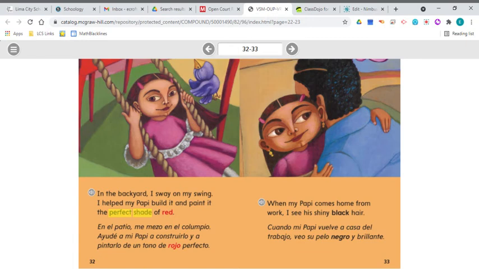Now, it hasn't told us who Poppy is, but I think I might have a guess. I think Poppy might be her dad. Do you think so? I think that might be the answer to that question that I was asking.